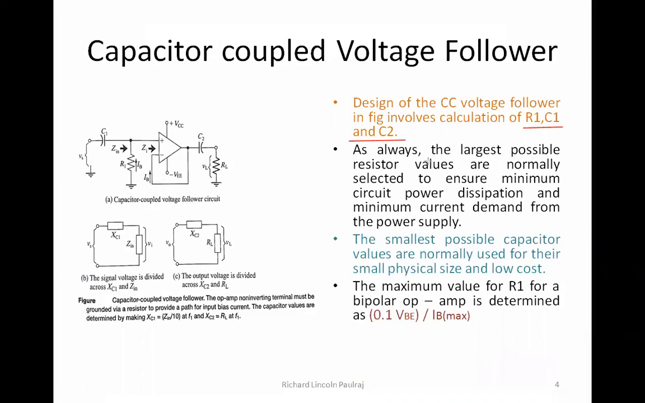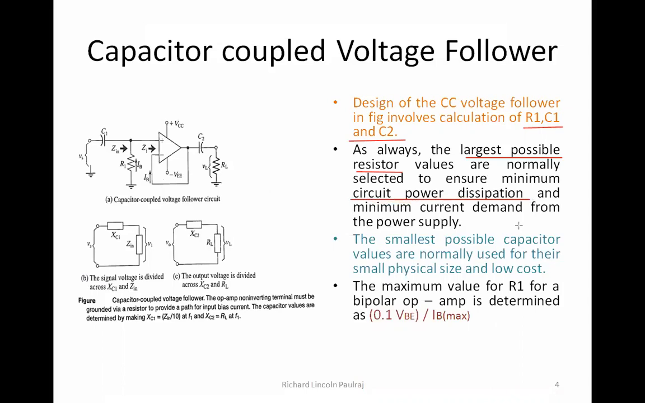As always, the largest possible resistor values are normally selected to ensure minimum circuit power dissipation and minimum current demand from the power supply. So we use a large resistance so that less current can pass through. If you can recall, we were using about 1 megaohm in one of our op-amp configurations. That's a substantially high resistance. If less current passes through, there's going to be less power dissipation.